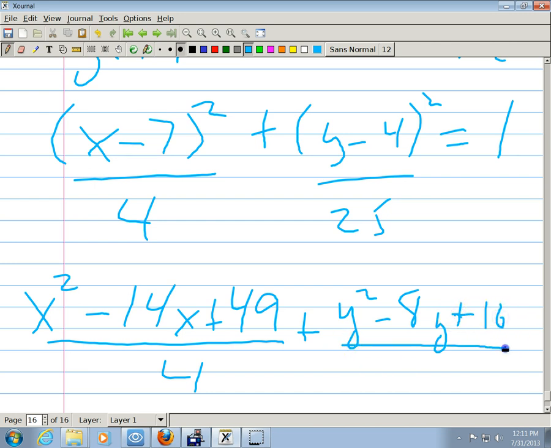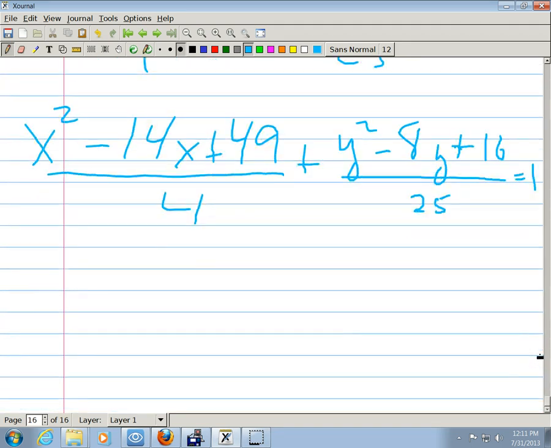All over 25 equals 1. Now, is that general form? Is that ax squared plus bxy plus cy squared? Is that general form? No, I've got to get rid of the 4 and the 25.